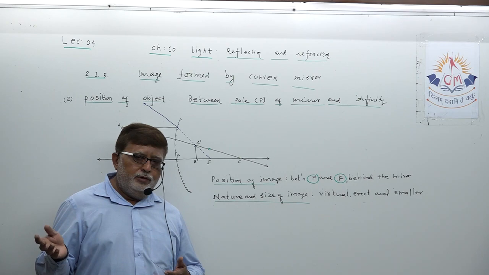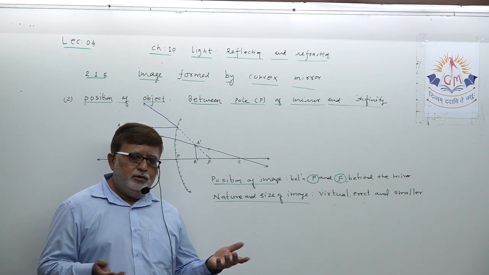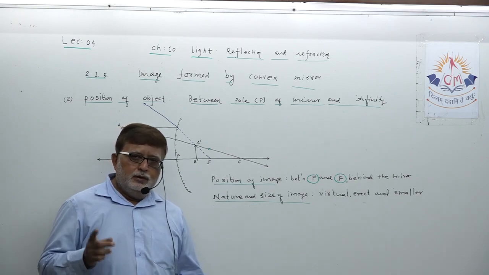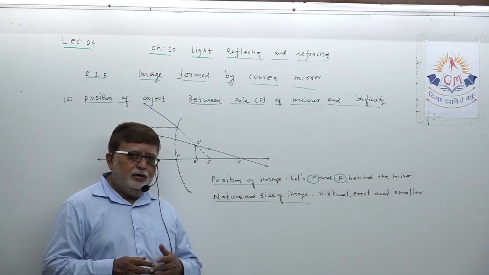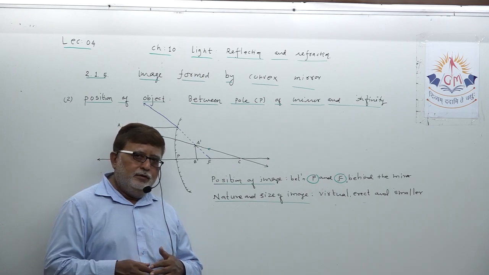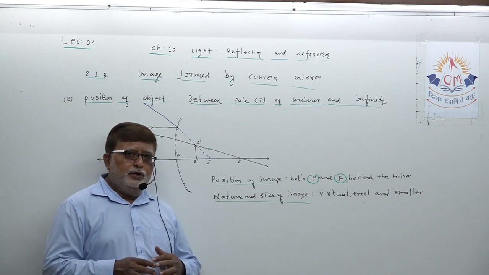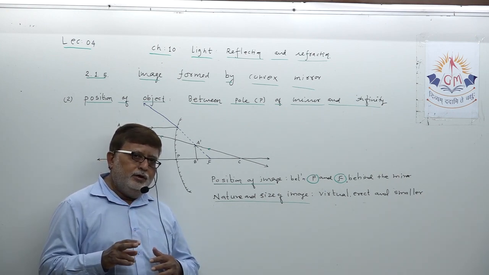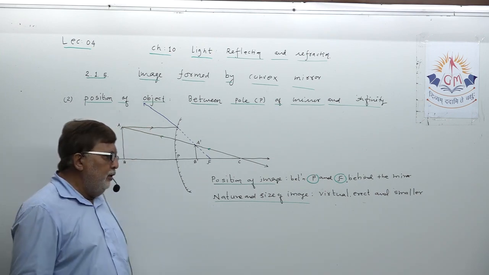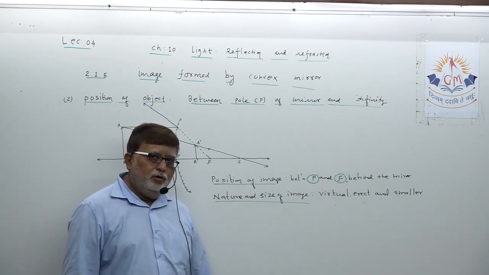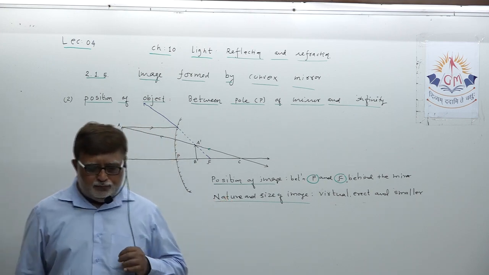Concave mirror is known as converging mirror, convex mirror is known as diverging mirror. With the help of concave mirror, both types of images are possible, that is real and virtual. But with the help of convex mirror, you are able to obtain only virtual image. Understand, dear student?